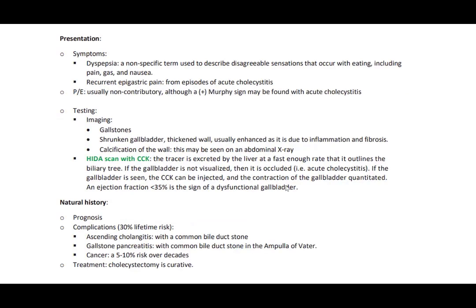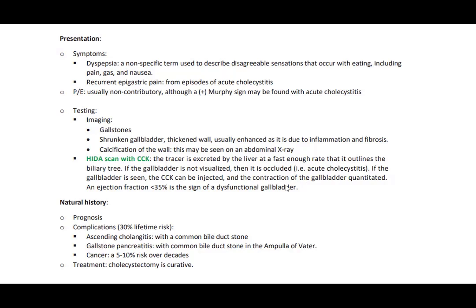Patients will often present with dyspepsia, which is a nonspecific term used to describe disagreeable sensations that occur when eating, like pain, gas, or nausea. They'll also have recurrent epigastric pain from episodes of acute cholecystitis. The physical exam is usually non-contributory, though a positive Murphy sign may be found with acute cholecystitis.